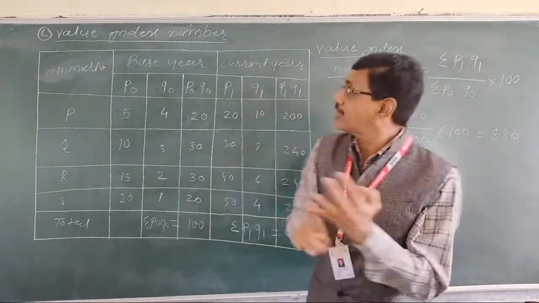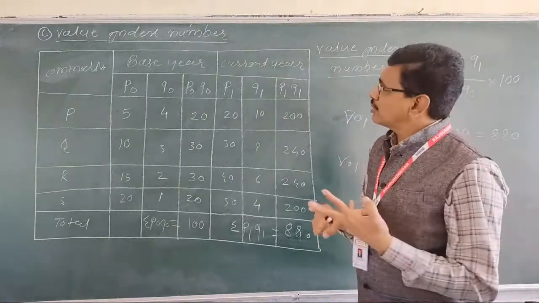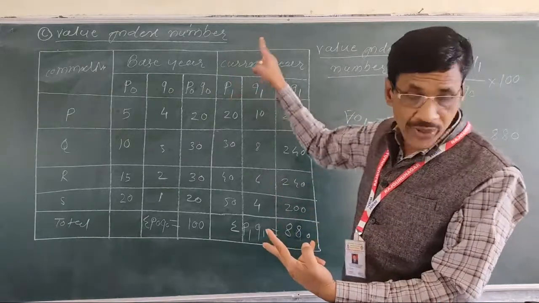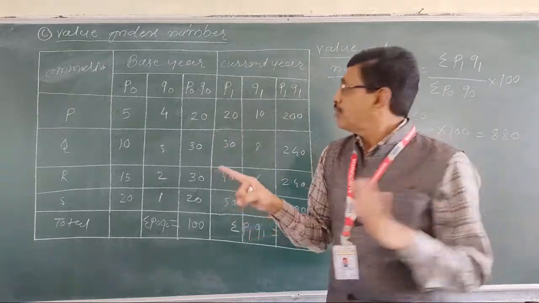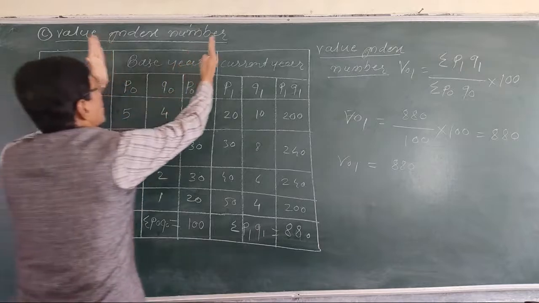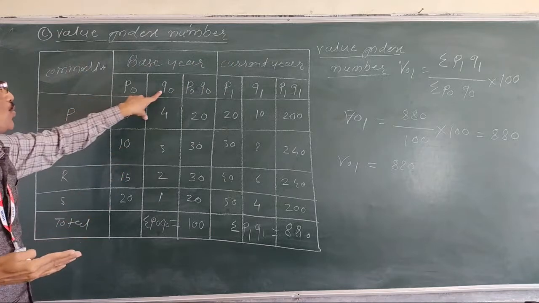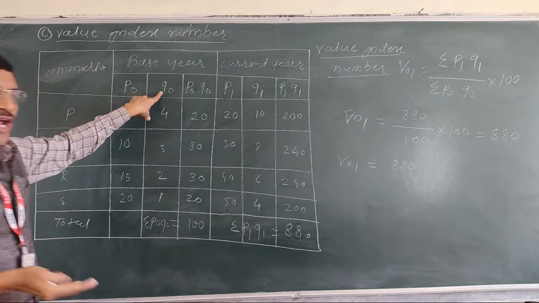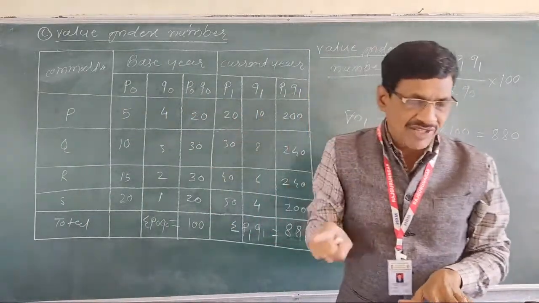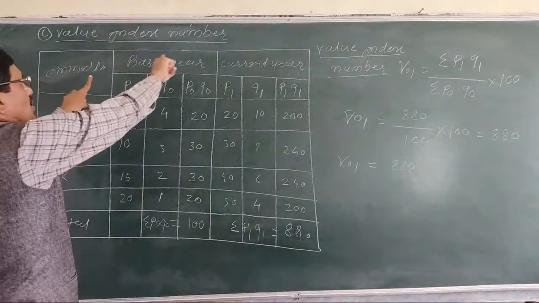First is the price index number, second is the quantity index number, and third one is the value index number. Is that clear? बघा आता value index number मध्ये काय केलं आपण commodity घेतलेलं P Q R S. इथं दोन भाग केलेले बेस शेअर आणि करंट शेअर. बेस शेअर मध्ये काय केलं P0 and Q0. P0 and Q0 sum total of the product of the prices and quantities of the base year.